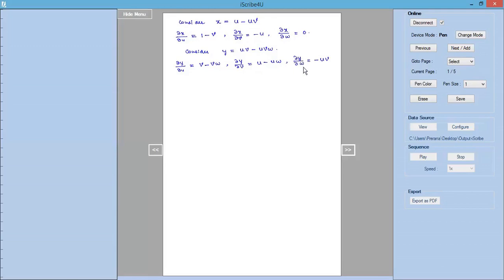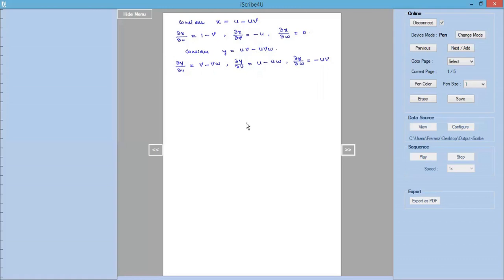Now dou y by dou w. With respect to w, u and v are constant, so differentiation of the first term goes to 0. Minus, with respect to w, we have the minus uv term.